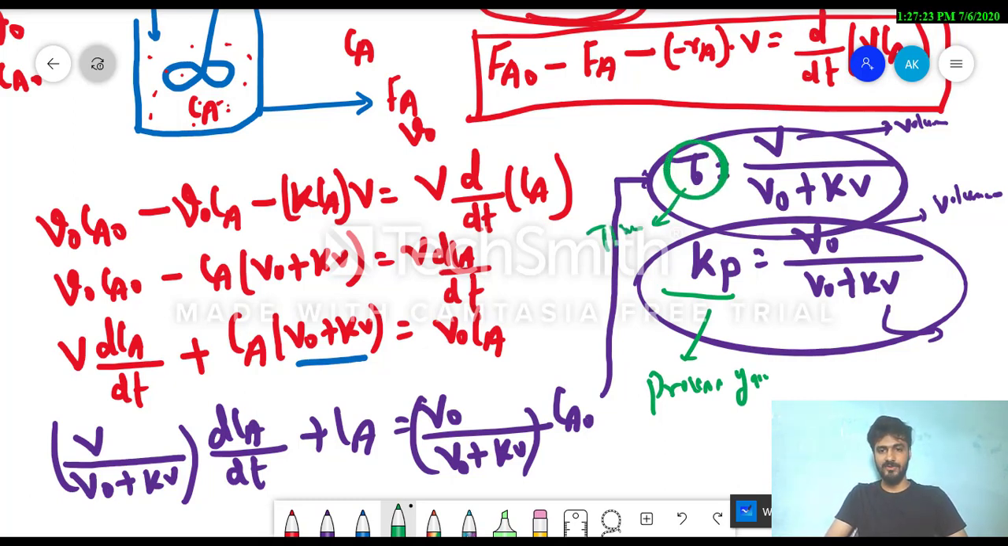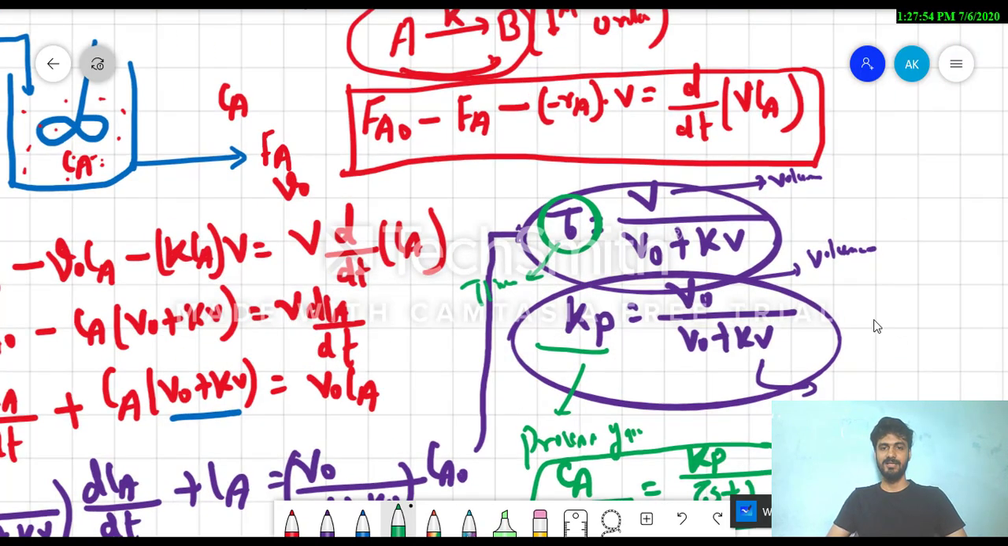So my dear student, from here you can get Ca, that is the outlet concentration, upon Cai, that is the inlet concentration. I have written it in the form of deviation variables, and I am assuming the initial steady state value of the output and input is also 0. Okay, so that equals Kp upon tau s plus 1. So from here you have got a first order transfer function for the continuous stirred tank reactor if a first order reaction is taking place in a CSTR.